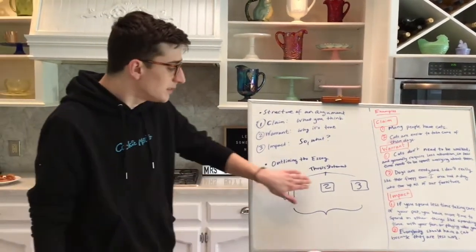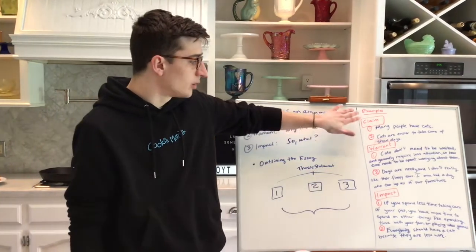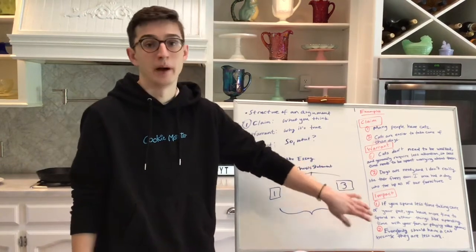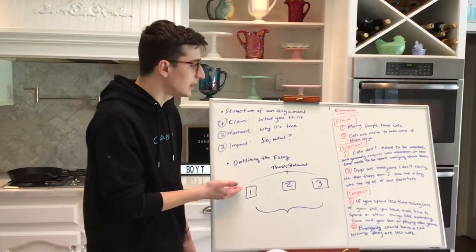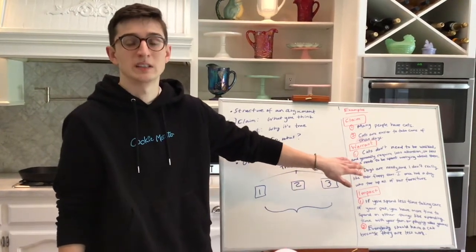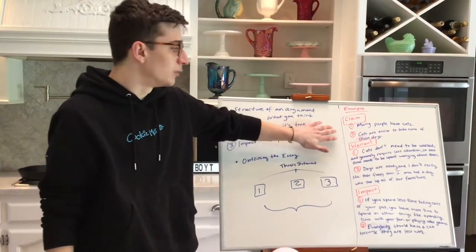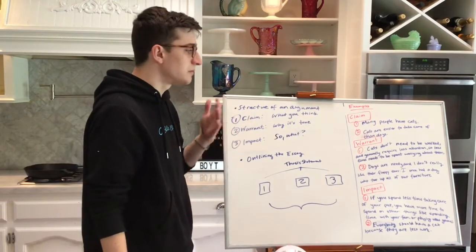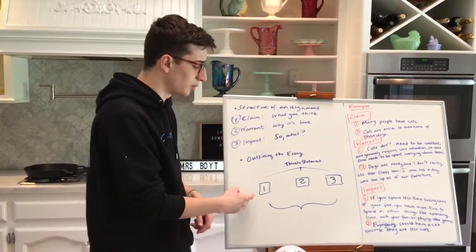So each of these different paragraphs are going to be their own claim, their own warrant or warrants, and their own impact or impacts. So you might want to say here, cats are easier to take care of than dogs. Maybe I have more than just one sentence explaining that though. I want to explain really well why I believe that's true. Maybe I even include some data, some pieces of evidence to back up that claim as well.